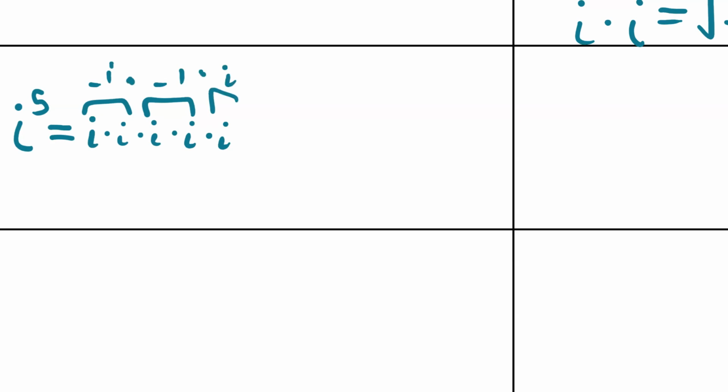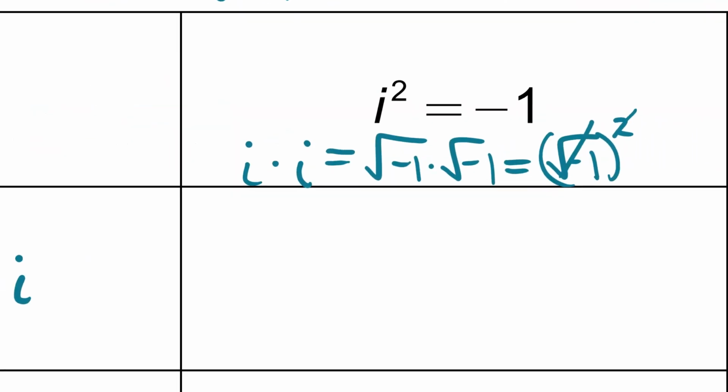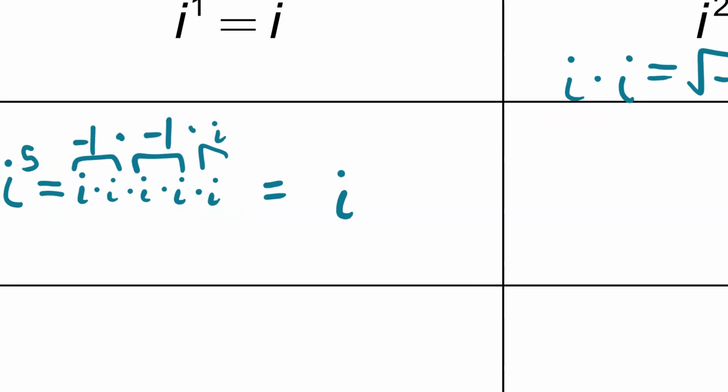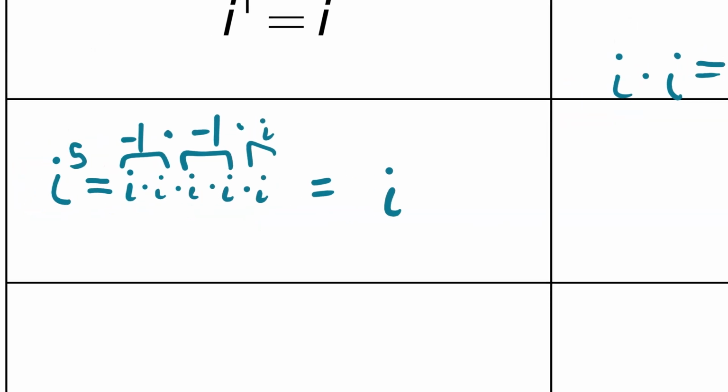So i to the fifth: i times i times i times i, oops, I forgot, times i. This is equal to -1, this is equal to -1, and then times i. What I'm doing up here is rewriting them in terms of i squared. -1 times -1 is 1. 1 times i is just going to be i. Well, i squared is -1. That's what we went over here. If I see two i's being multiplied, it's the same thing as just saying -1. You're making this sound a lot more complicated than it is. Thank you. I appreciate your input.